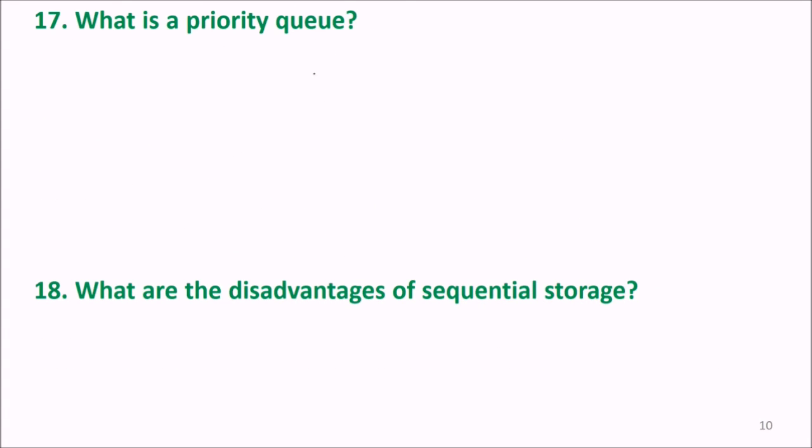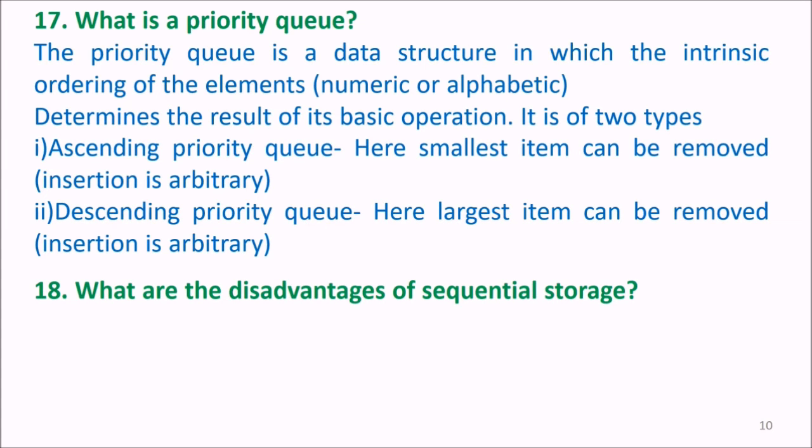What is a priority queue? A priority queue is again a data structure in which there is an intrinsic ordering of the elements, that is numeric or alphabetic. So they are intrinsically ordered. It determines the results of its basic operations, and there are two types of priority queue: ascending priority queue and descending priority queue.